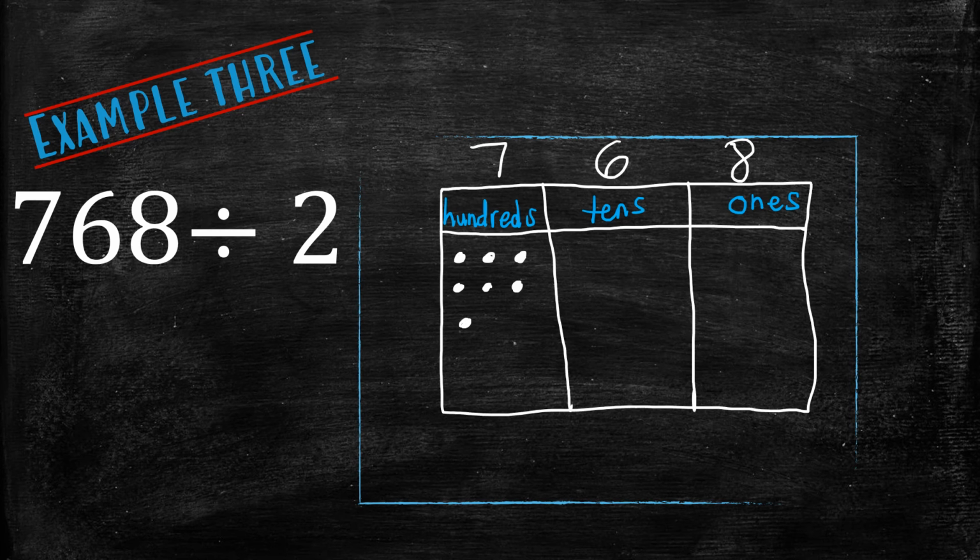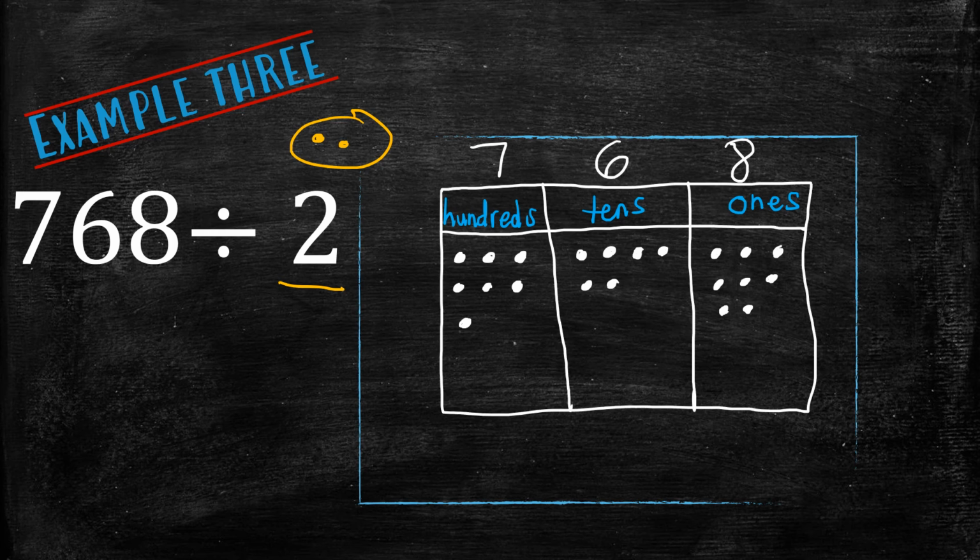Now, if we look at our tens column, we see our number 6 is at the top, so we're going to draw 6 dots. So 1, 2, 3, 4, 5, 6. And because our ones column has the number 8 at the top, we're going to draw 8 dots like this. So 1, 2, 3, 4, 5, 6, 7, 8. Now let's take a look at our divisor. Our divisor is 2. That means we're looking for groups of 2.